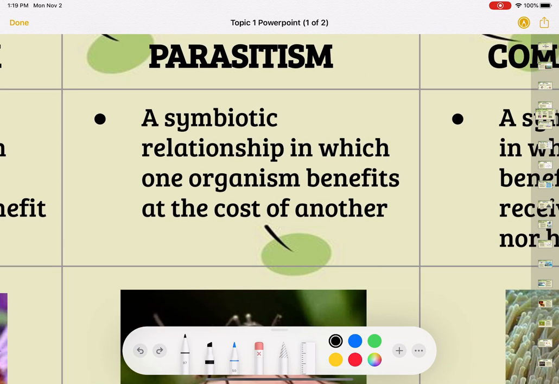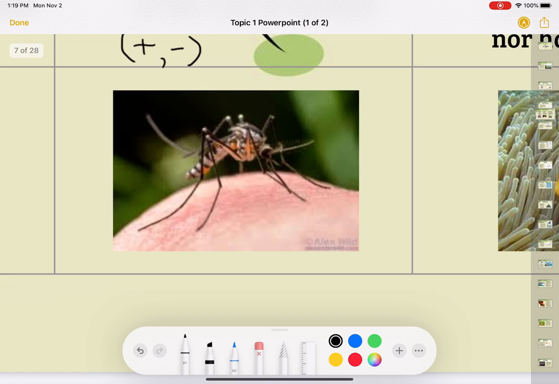The next relationship, parasitism. This is the worst relationship to have, where one organism benefits and the other has a negative effect. Okay, so these are possibly relationships you've had in the past, hopefully not. But a parasite is, yes, one person's getting all the rewards and the other person is getting a negative thing out of the relationship.